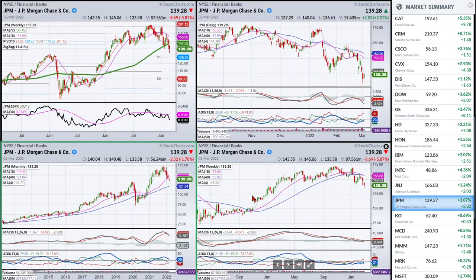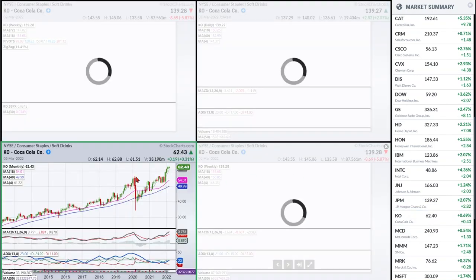JP Morgan continues to be under pressure here, and we've broken the 18-month, which is a little surprising to me based on the way the ADX looked going into it, but enough deterioration to bother me with this stock. It doesn't mean it can't rally, but I think the rally is going to be met with more selling up around 145, 150.